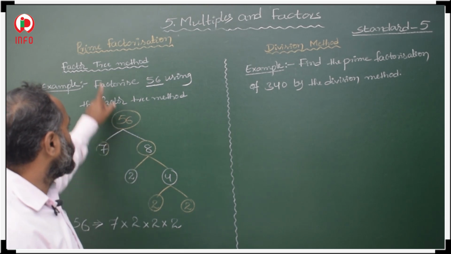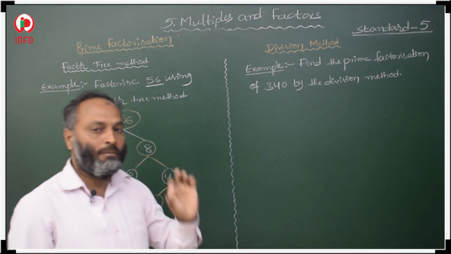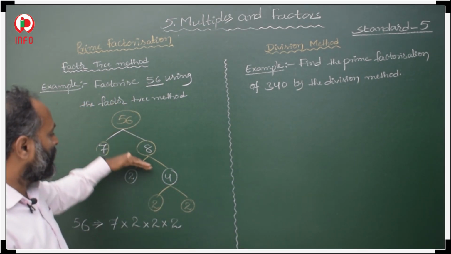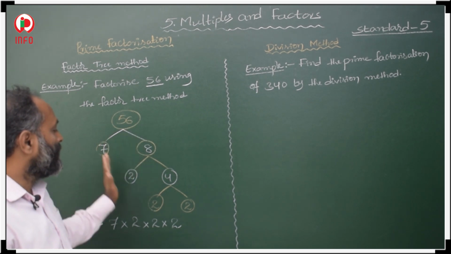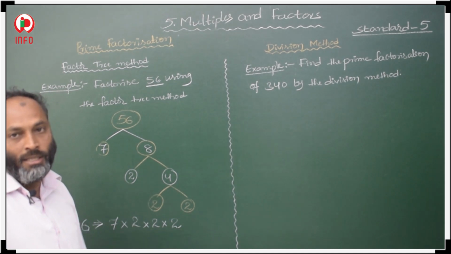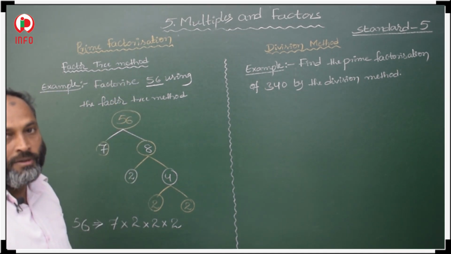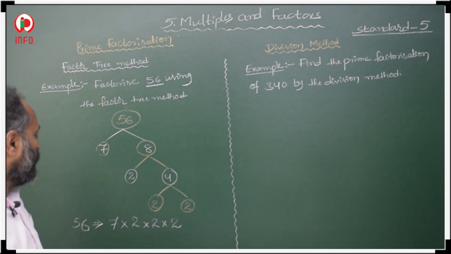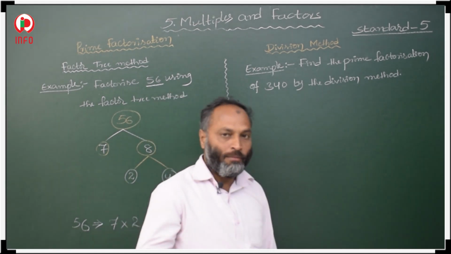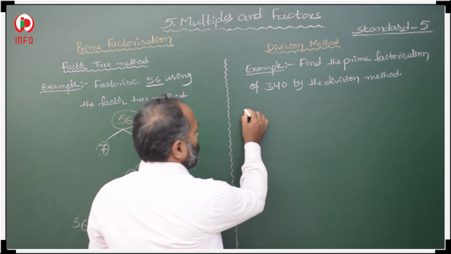This method is the tree method, the factor tree method. Like branches, we have to consider these as tree branches: first branch, second branch, third branch. That is why it is called the factor tree method. Now the second one: prime factorization using the division method. Then how to do it using the division method?